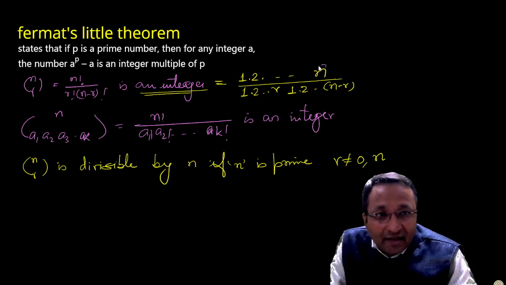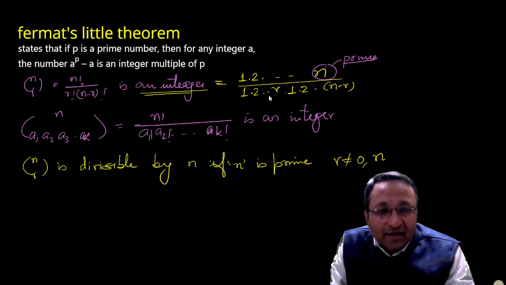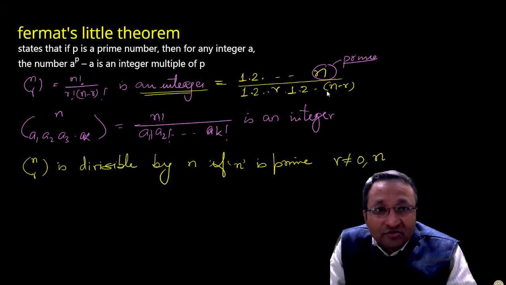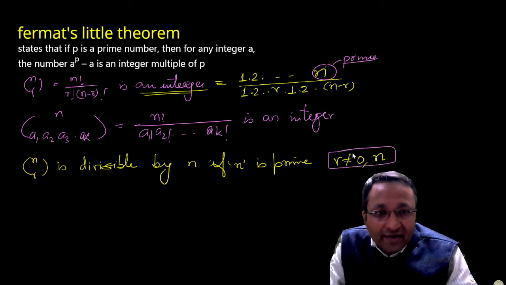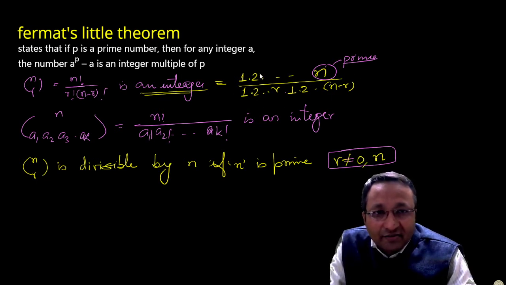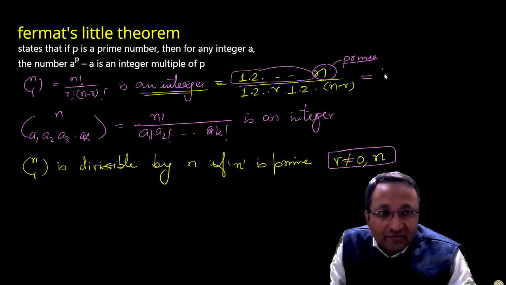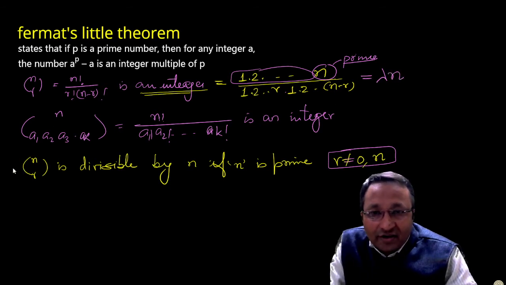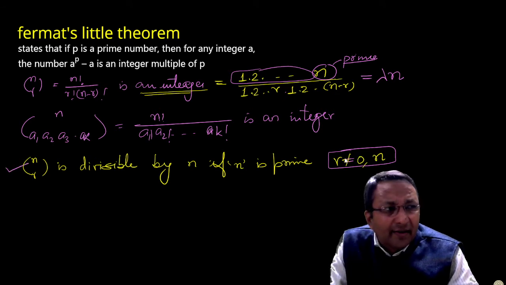But n is prime, so n cannot be cancelled with any two numbers multiplying together and forming n. And there is no n in the denominator because the only two ways by which n could have been there, we have discarded. So whatever denominator gets cancelled with the numerator would be with the rest of the numbers. So this comes out to be some lambda times n, and hence n choose r is divisible by n if n is prime.